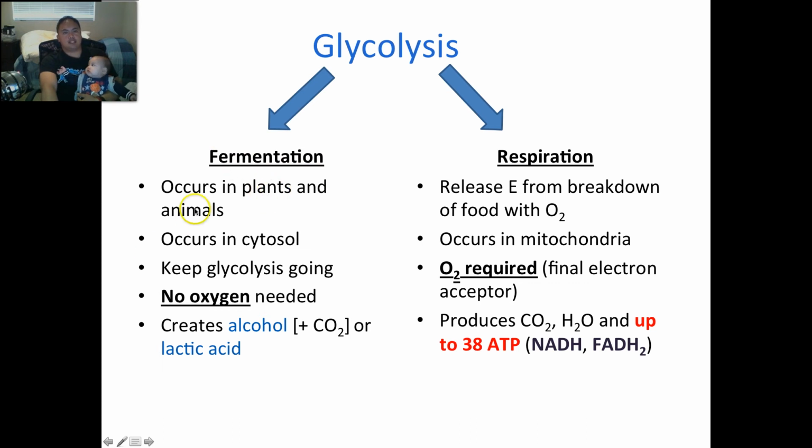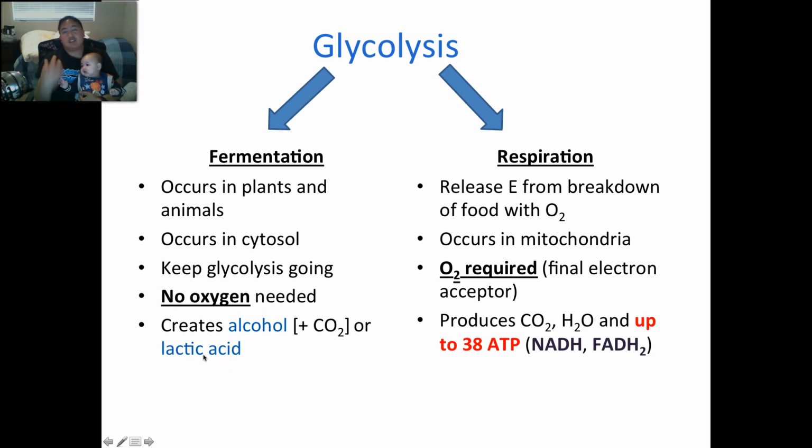This occurs in plants and animals. This occurs in the cytosol. And what it does, it just repeats glycolysis over and over again. Obviously, you don't create a lot of energy because you get all the energy in the ETC. But in fermentation, you only do glycolysis. The great thing about it is that you don't need oxygen. In some places, you don't need oxygen. And this creates alcohol and lactic acid.